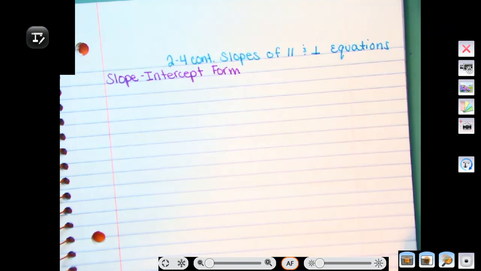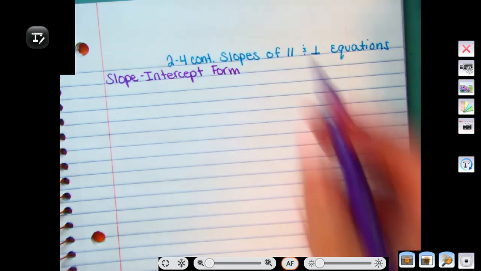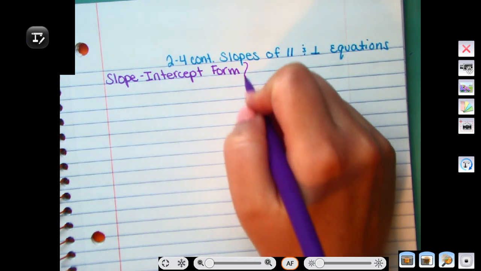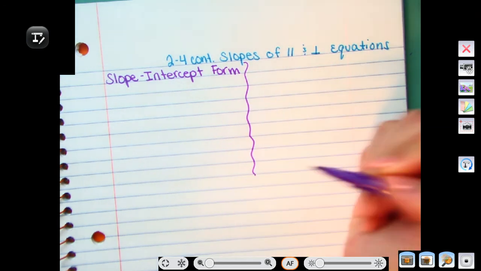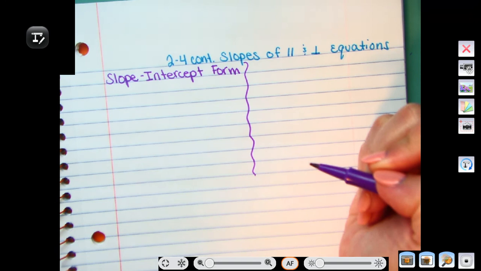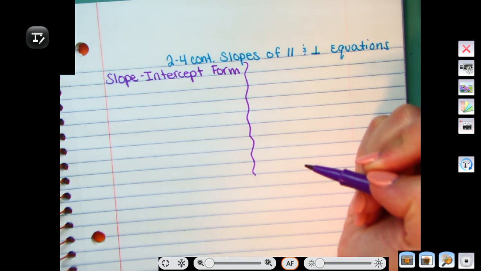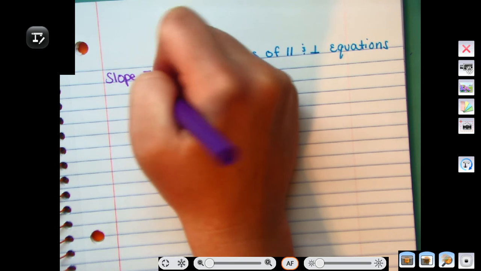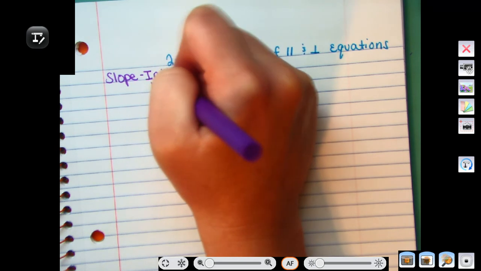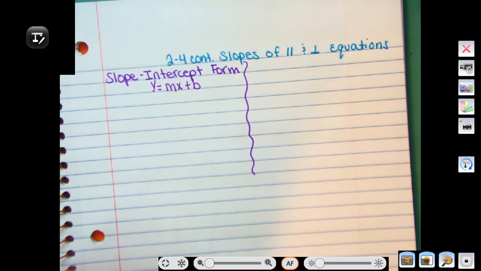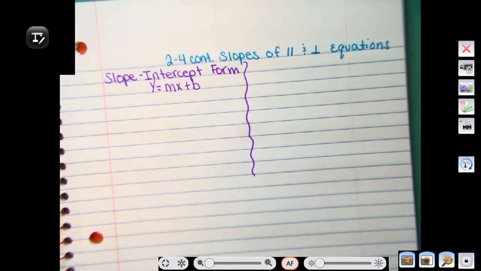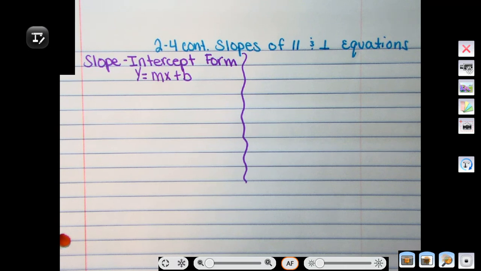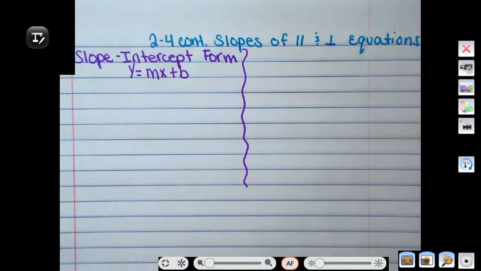Do you remember what slope-intercept form is? Most students, if they remember nothing else from Algebra 1, tend to remember slope-intercept form. So what does slope-intercept form look like? It is y equals mx plus b. That is a super common form that we see in Algebra 1. It's really nice because it tells us information without having to really work for it.